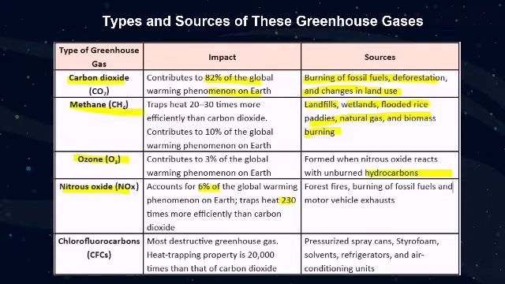Next is chlorofluorocarbons, the most destructive greenhouse gas. Its heat trapping property is 20,000 times that of carbon dioxide. Sources: pressurized spray cans, styrofoam, solvents, refrigerators, and air conditioning units. They absorb heat and damage our atmosphere.